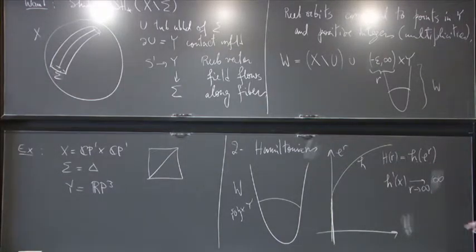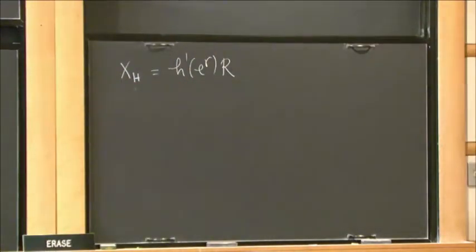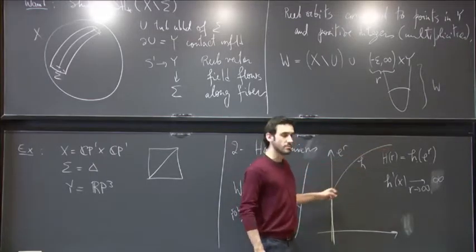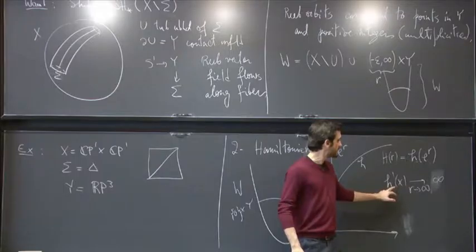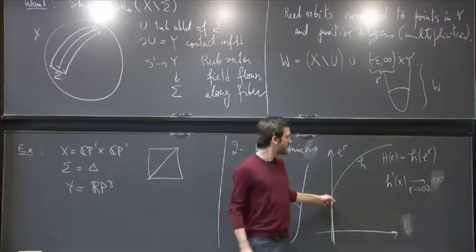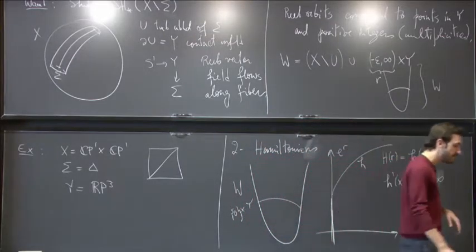And then let's see what happens when my Hamiltonian starts to increase. There's a simple calculation that tells me that my Hamiltonian vector field is given by h prime of e to the r times the Reeb vector field. So the Hamiltonian vector field is a multiple of the Reeb vector field. And as my radial parameter increases, the multiple will also increase, because I'm assuming that the derivative of the function h is positive and going to infinity.